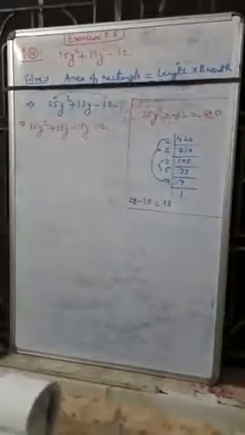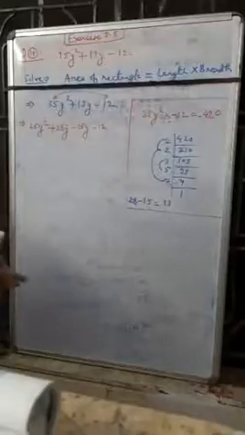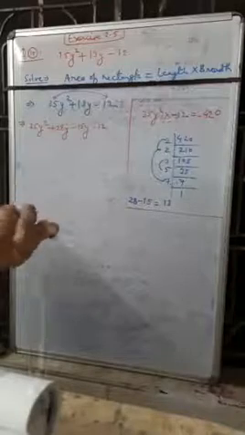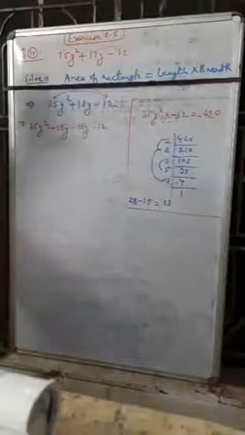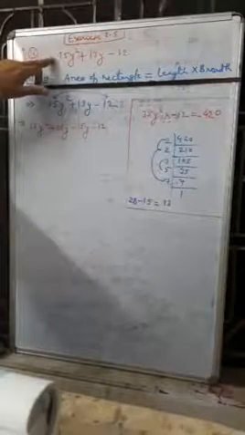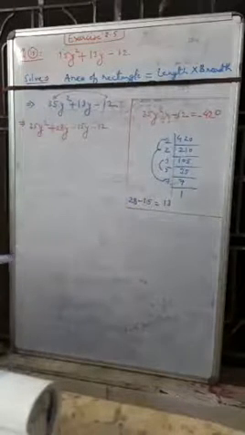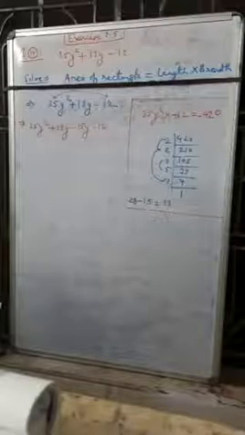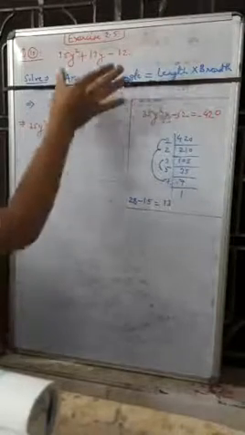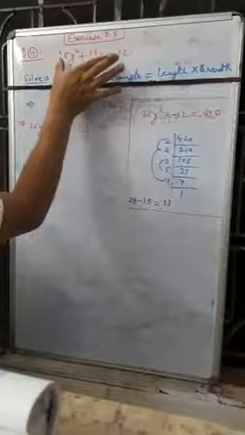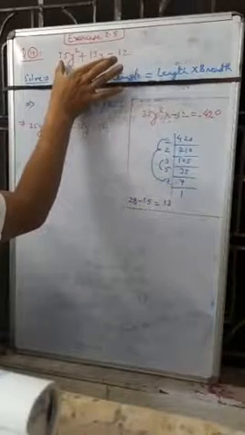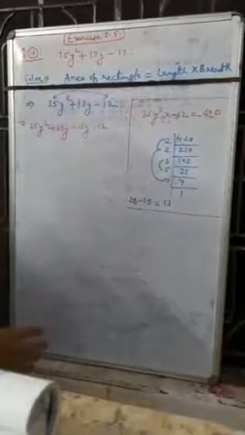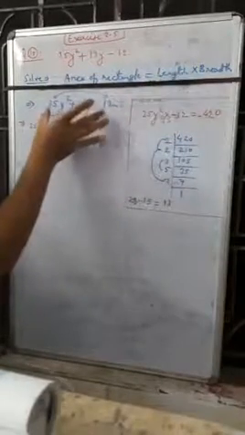Now we are having one more problem: 35y square plus 13y minus 12. So now the area of a rectangle is given in the form of a quadratic equation. Now we know that the area of a rectangle is equal to length into breadth. That means we are having this quadratic equation, and we have to convert this quadratic equation into the form of length and breadth, length into breadth. So how can we convert it?